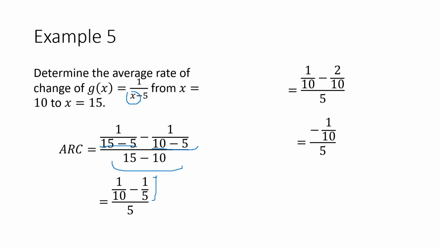And to divide that by 5, a trick you might have done before is instead of dividing by a number, you can multiply by its reciprocal. So take this fraction and instead of dividing it by 5, multiply it by the reciprocal, which is 1/5. That gives us an average rate of change of negative 1/50.